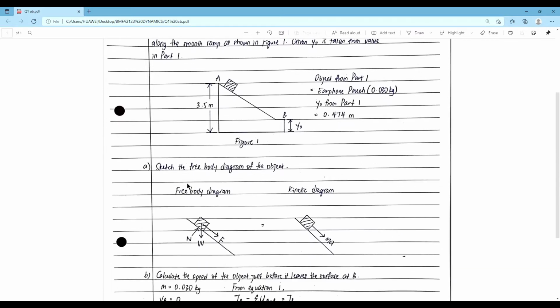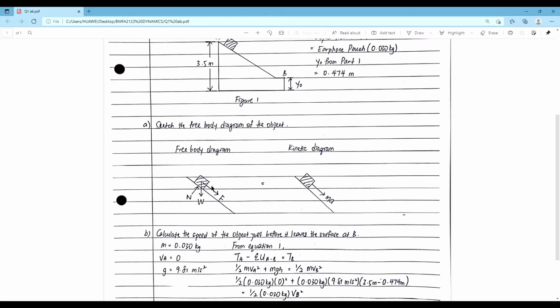Question A asks us to sketch the free body diagram of the object. So, we have the weight going downward and a normal force acting on the object, perpendicular to the smooth ramp. And the kinetic diagram is shown on the right side, where the force is equal to ma.